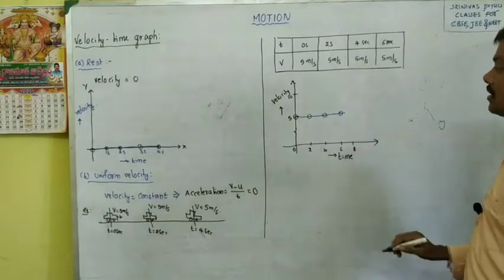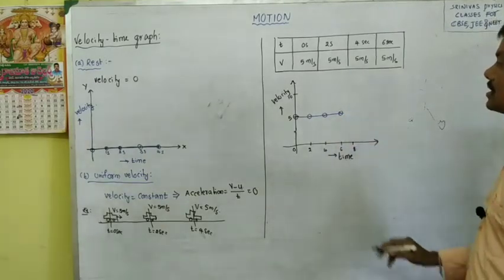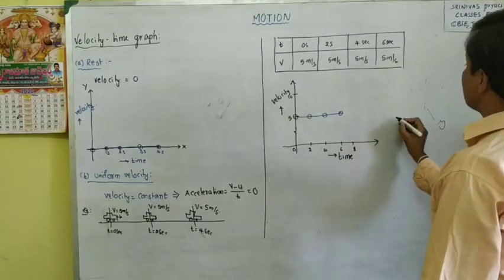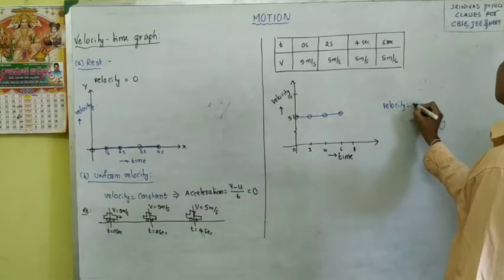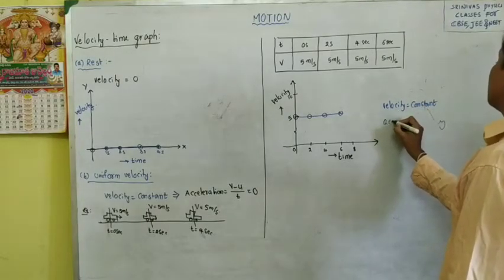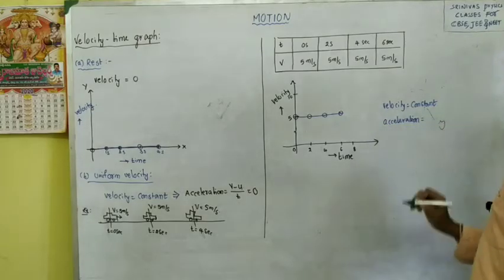This is a straight line and this straight line indicates uniform velocity. Here the velocity is constant. When the velocity is constant, then what is its acceleration? Right? Can you tell? Yes. When velocity is constant, the change in velocity is 0.